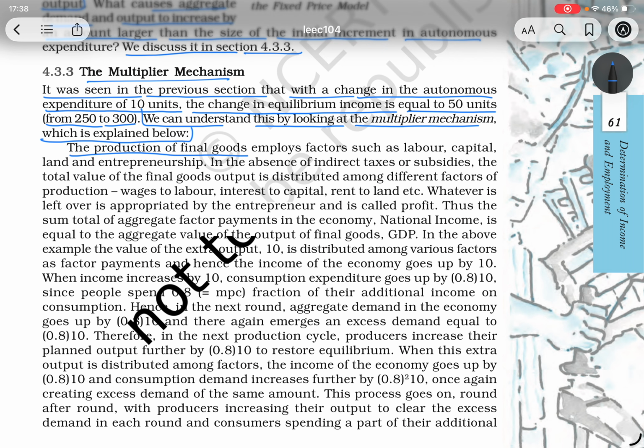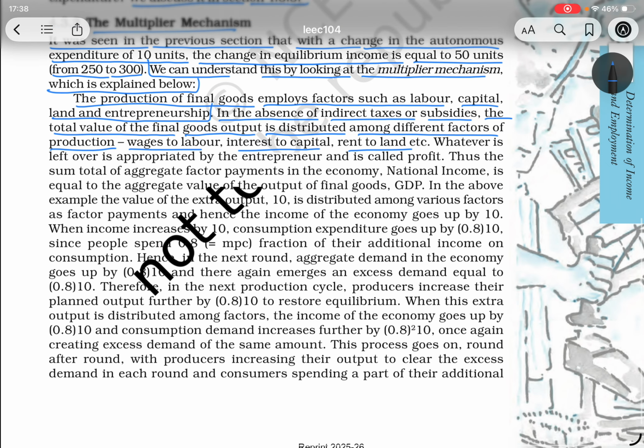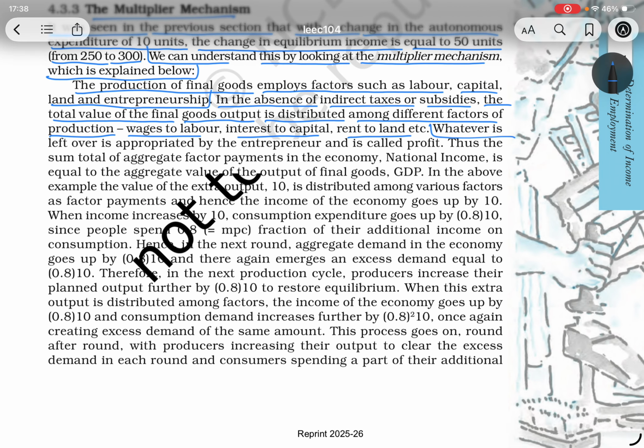We can understand this by looking at the multiplier mechanism, which is explained below. The production of final goods employs factors such as labor, capital, land, and entrepreneurship. In the absence of indirect taxes or subsidies, the total value of the final goods output is distributed among different factors of production: wages to labor, interest to capital, rent to land, etc. Whatever is left over is appropriated by the entrepreneur and is called profit. Thus, the sum total of aggregate factor payments in the economy, national income, is equal to the aggregate value of the output of final goods, GDP.